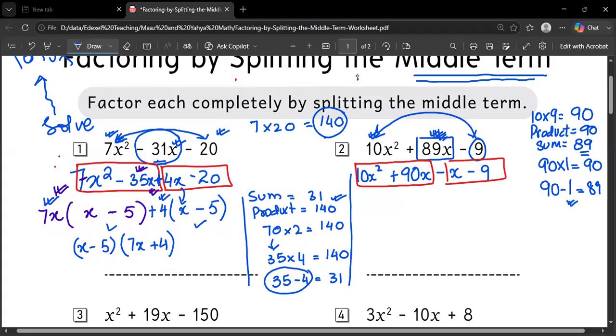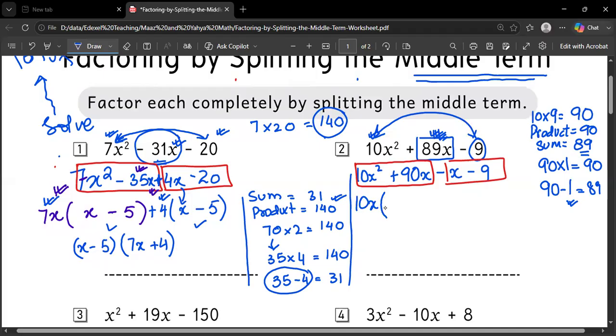Let's apply it. Take a common factor between 10x square and 90x. What number can be taken common? 10. Yes, 10x can be taken common. So 10x is taken common. Then we will apply a bracket. Whenever we take a common factor, we always put a bracket.